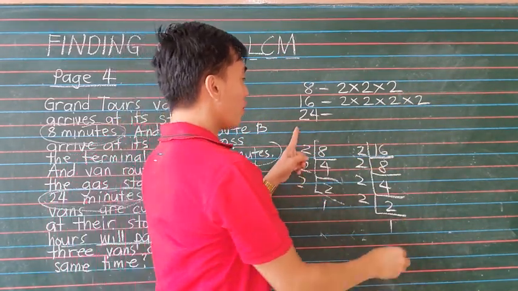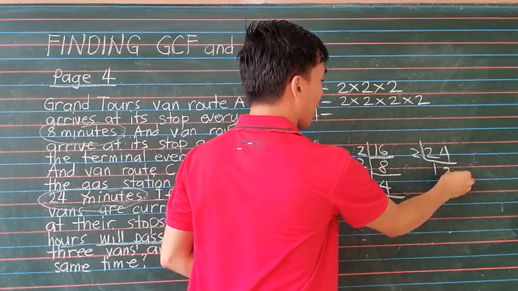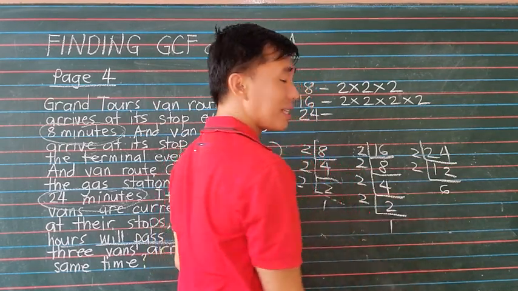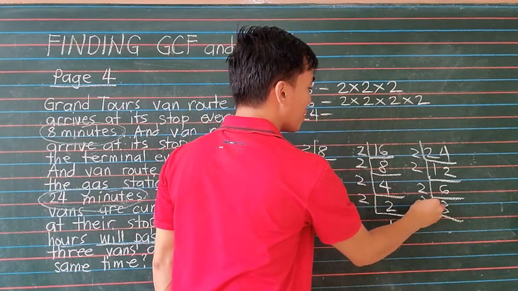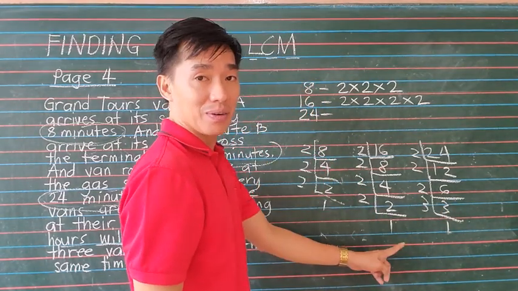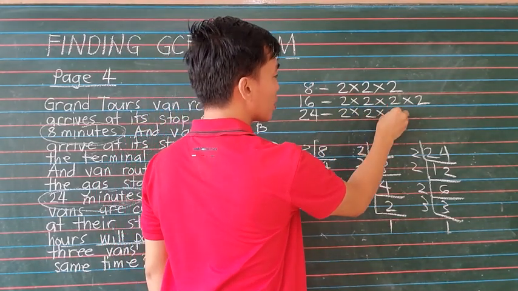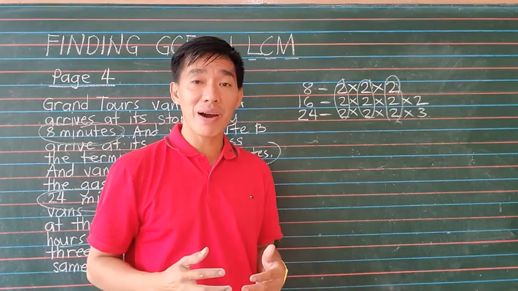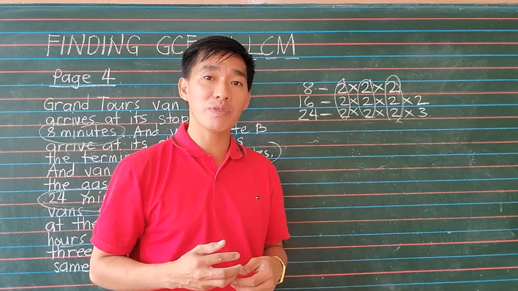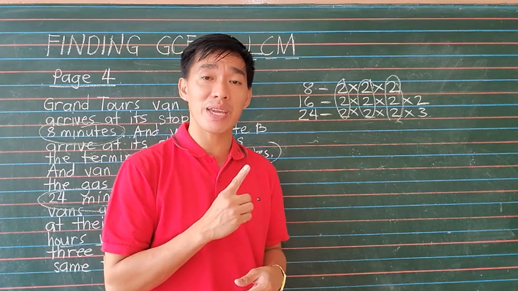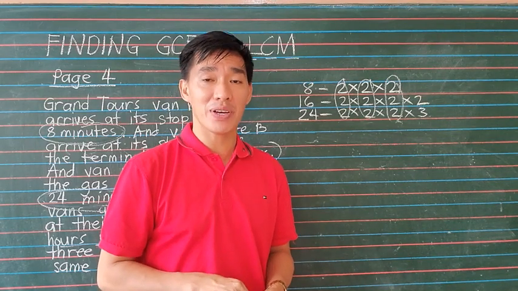And finally, for number 24, 24 is divisible by 2, so that is equal to 12. 12 is divisible by 2, so that is equal to 6. 6 is divisible by 2, so that is equal to 3. And 3 is divisible by 3, which is equal to 1 now. So the prime factorization of 24 is 2 times 2 times 2 times 3. To remind you all, in getting the prime factorization of any number, all you have to do is use the factor tree or continuous division. Either of these will arrive at the same prime factorization.